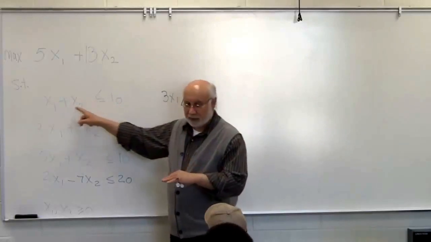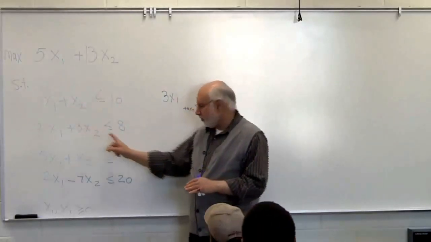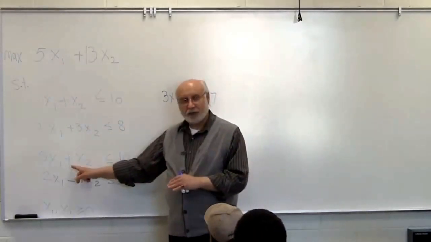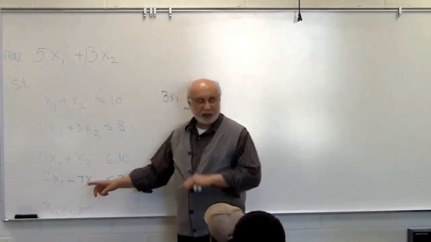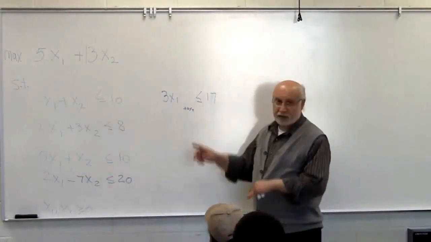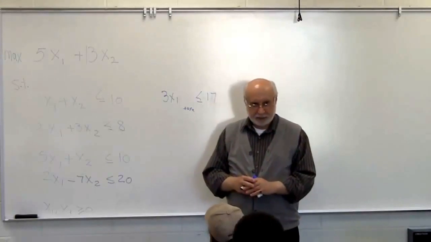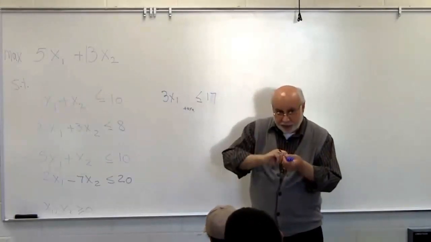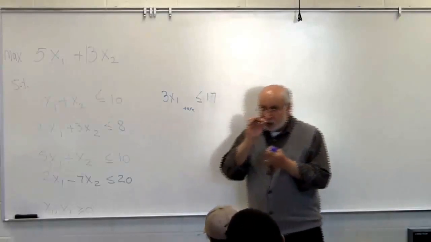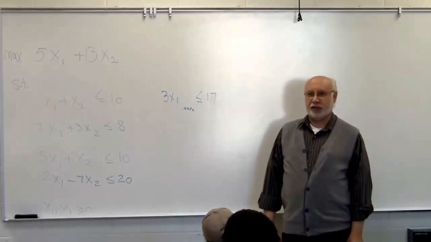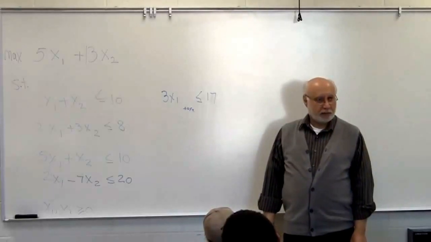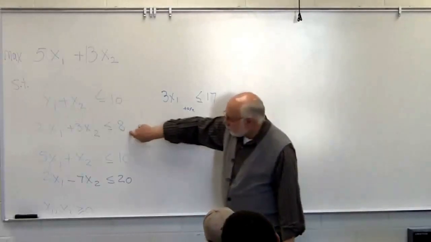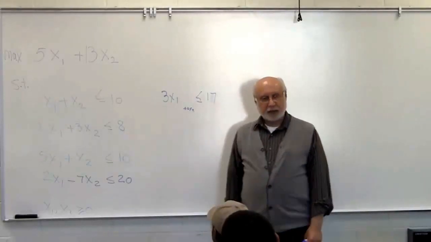10 over 1, 8 over 3, 10 over 1. This is negative, no problem. This is 0, no problem. So among those three, I'm going to find a critical ratio, and I will choose the minimum of those critical ratios. And in that case, it would be this one.